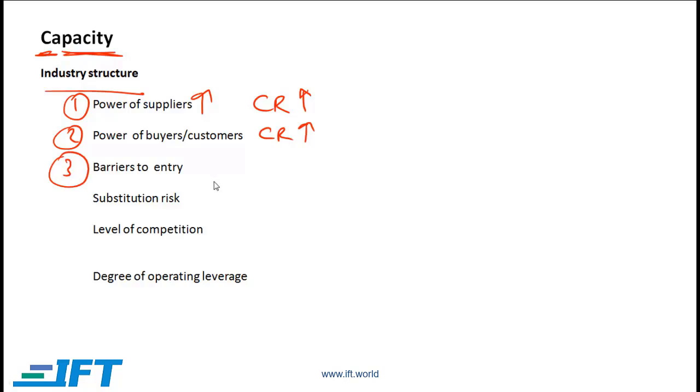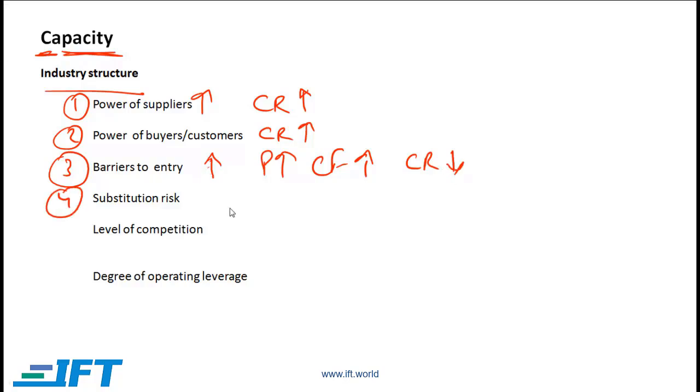3, barriers to entry. So high barriers to entry simplistically is a good thing. If the barriers to entry are high, that will potentially discourage new entrants, which hopefully will mean that profitability and cash flow is relatively high, and that would mean relatively low credit risk.